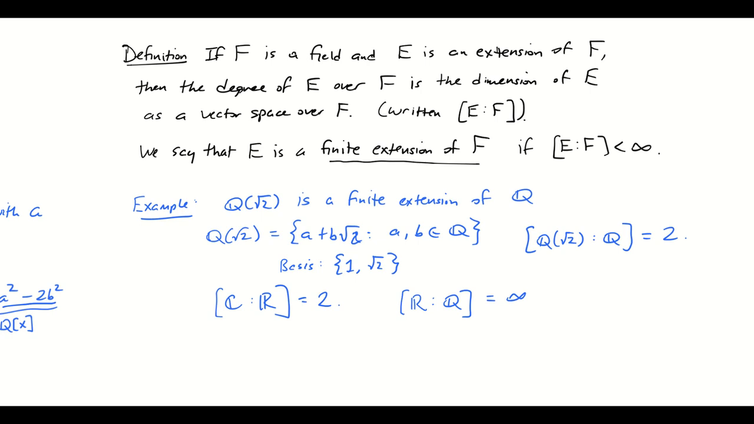Okay, so there's one major result we're going to prove, and I'm going to reserve it for the next video, but I'll go and write it here. So there's a theorem that every finite extension of F is algebraic over F. In other words, if I take F and then take a finite extension of F, then every element of that field will be algebraic over F. We'll prove that in the next video.